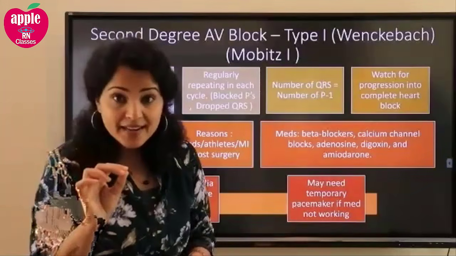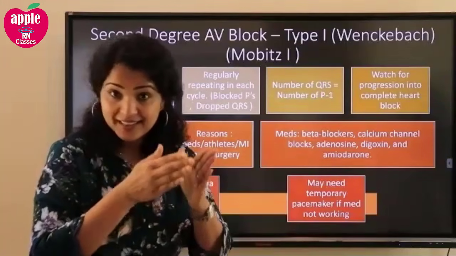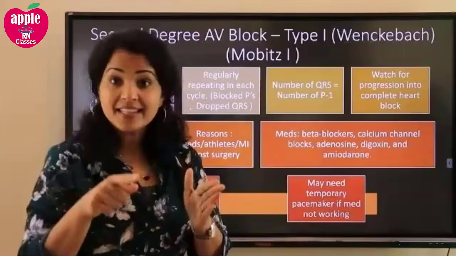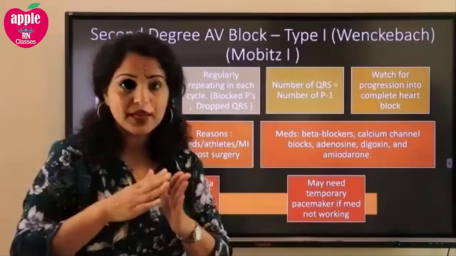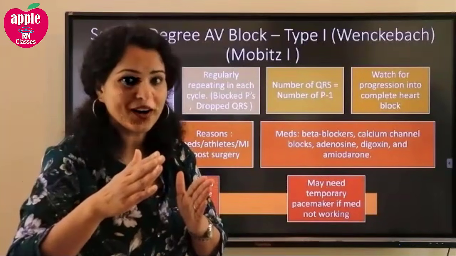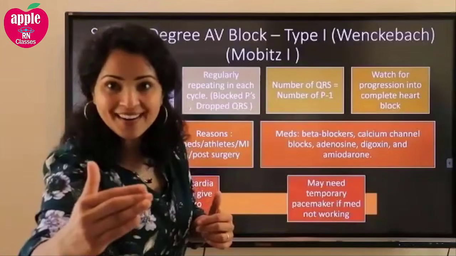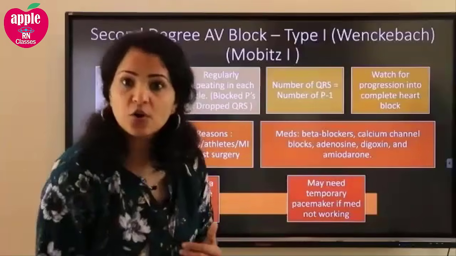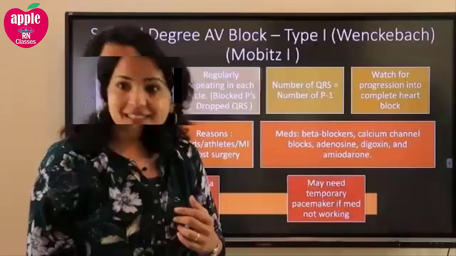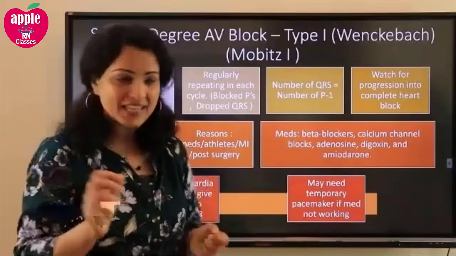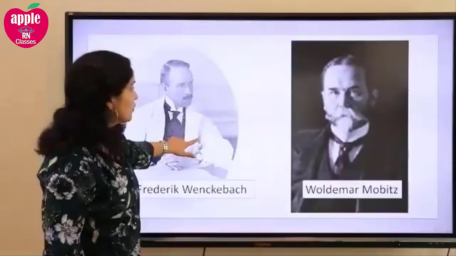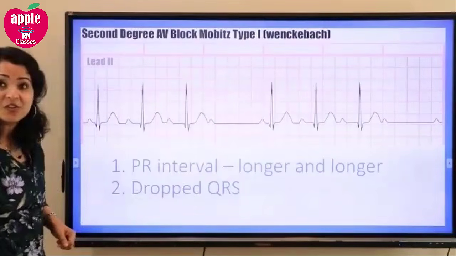The PR interval can be shorter in the beginning. Then the next beat comes, the PR interval is a little bit longer. And the next beat comes, the PR interval is a little bit longer. And the next beat, there is no QRS. There is no husband, only P. Does that make sense? Let me show you how that looks. This is how it's going to look.